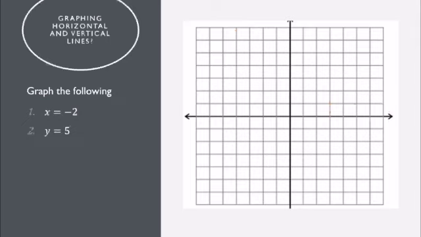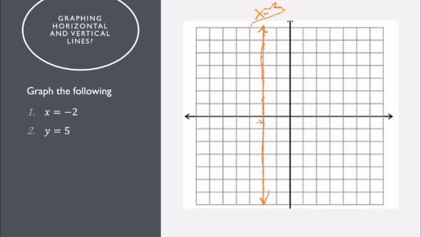Now, why don't we go ahead and graph these horizontal and vertical lines, right? They're a little bit different. Okay, they don't really have a slope listed, right? But we know that the line x equals negative 2 is going to be a vertical line at x equals negative 2. So it's every single point where x is negative 2, right? Every single point on this line would satisfy this equation.